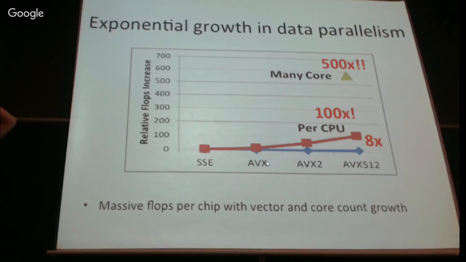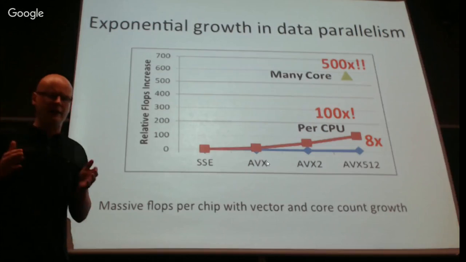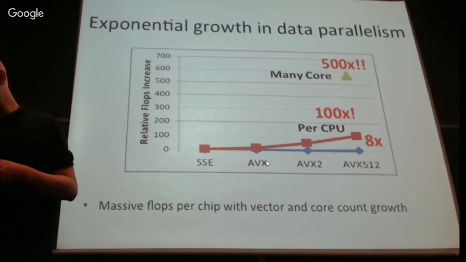So that coupling with the increase in core count means that we've seen a 500x fold increase in data parallelism since the mid to late 90s. So we're seeing this massive flop per chip increase due to the increase in vector units and due to the increase in core counts over the last 2 decades. And as a result, we've seen a relative flop increase. You can see it there of in and around 600 flops on these many-core platforms.